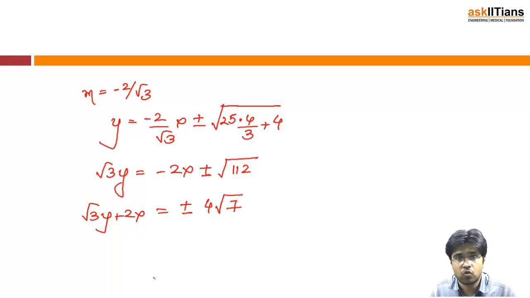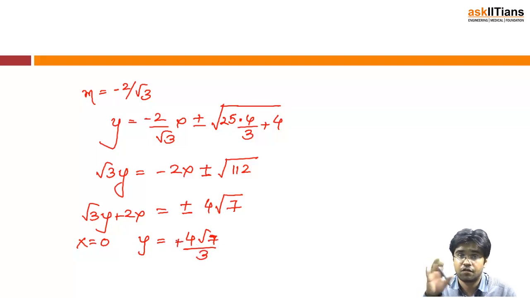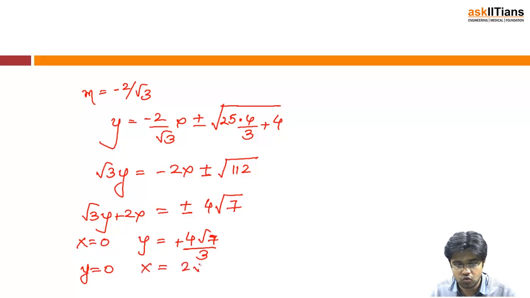Now again we need to find out the length of the intercept. So if I put x = 0, I get y as 4√7/3. Obviously it has to be positive because if you recall the figure, it is cutting the positive y-axis. Again, if I put y = 0, I get x as 2√7. This has to be positive as well. Now we need to find the distance between these two points.